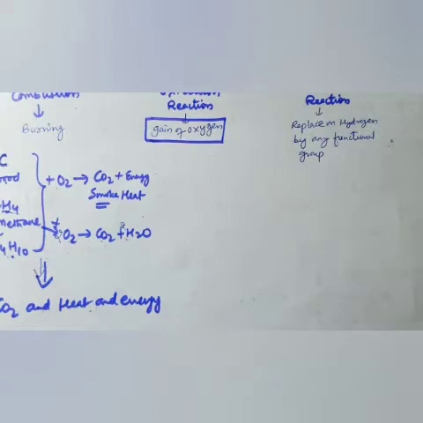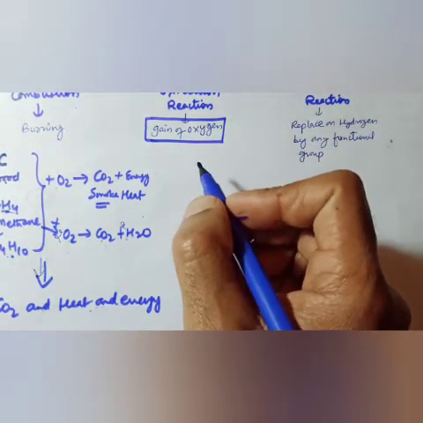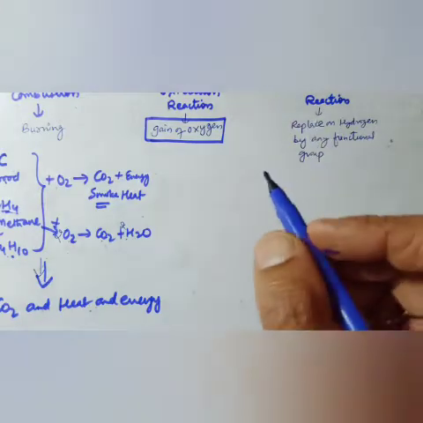Alcohol on oxidation with a strong oxidizing agent like KMnO4 in acidic or alkaline medium, or acidified K2Cr2O7, forms carboxylic acid. Ethanol on heating with alkaline KMnO4 or acidified K2Cr2O7 gets oxidized to form ethanoic acid.